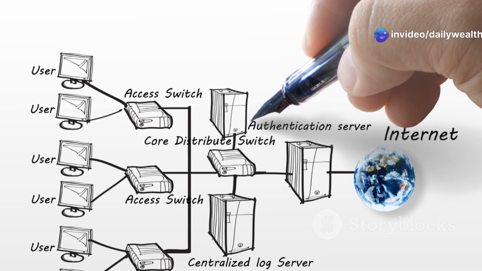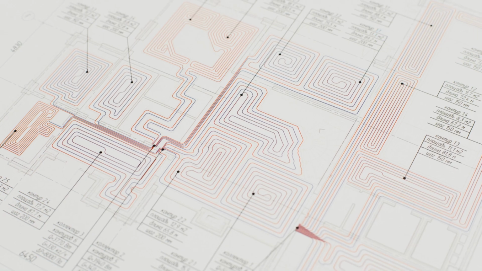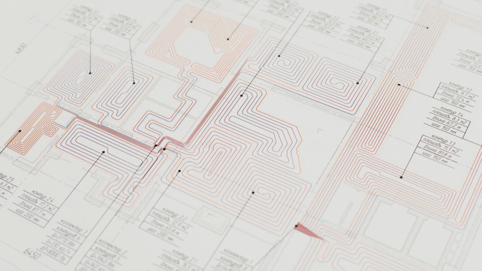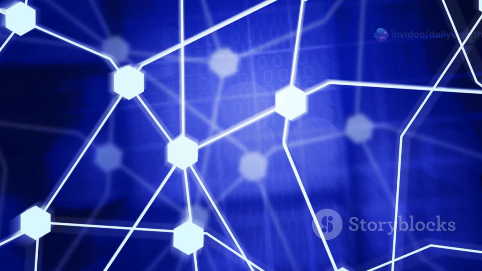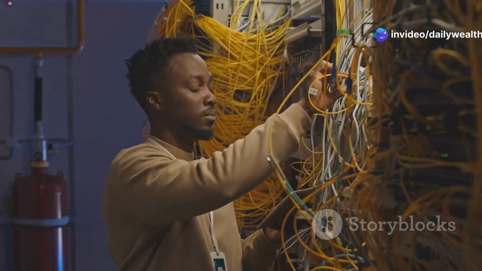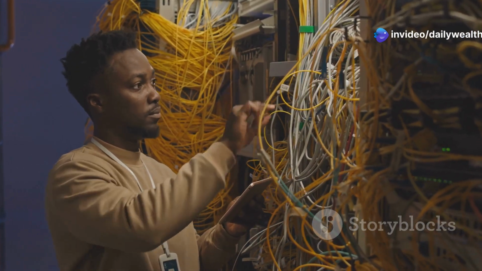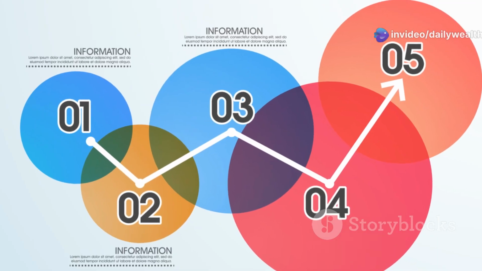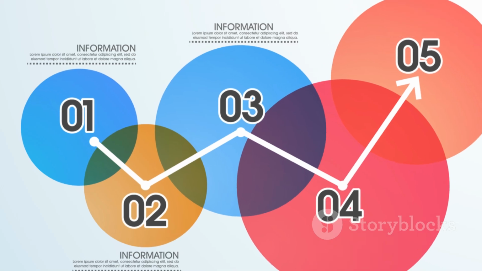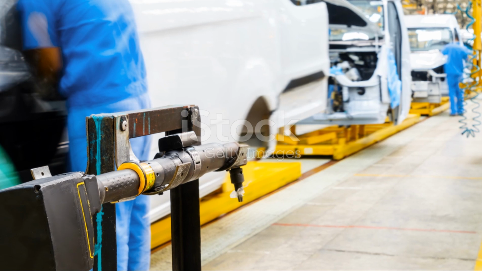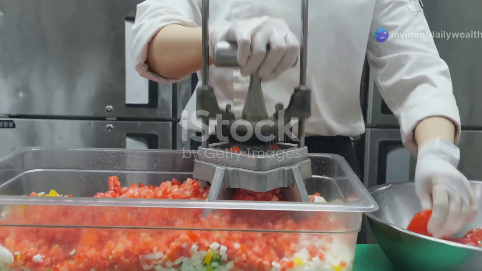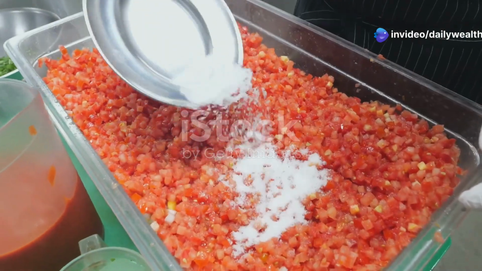One of these models is the OSI model. It's like the blueprint of network communication. The OSI model stands for Open Systems Interconnection. It's a conceptual framework. It helps us understand how networks work. The model divides the complex process of data transmission into 7 distinct layers. Each layer has a specific job. Think of it like a factory production line. Each station has a role in assembling the final product.